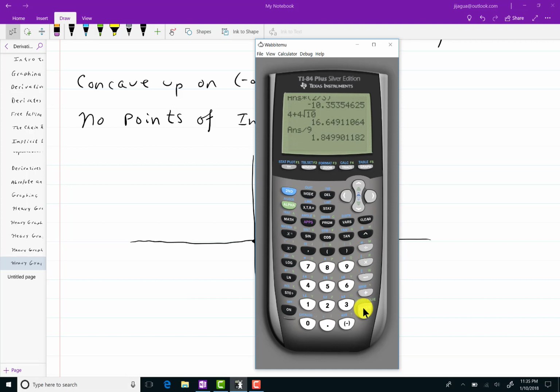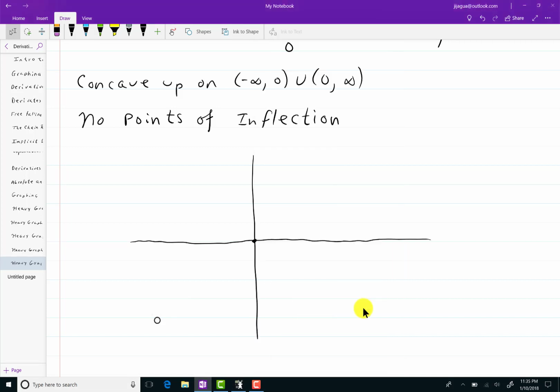I'm about 1.85. The reason I mention it is because I know I've got something going on at 1, a local something is going on at 1. So this is almost double that. Let me put a dot there instead, because we're actually crossing at this spot. 4 plus 4 radical 10 over 9. And that 10 looks like a 16. I was able to take it out of there.